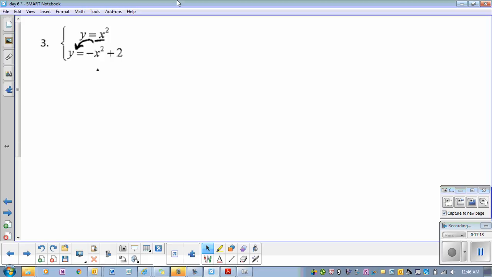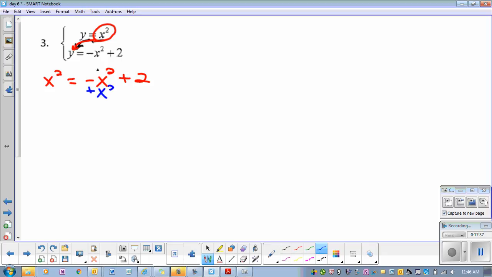Substitution? Okay. So since they're both equal to y, that means they're also equal to each other, right? You can take this x squared and plug it into the other y. So now you have x squared equals negative x squared plus 2. You're trying to solve for x, so add x squared. 2x squared equals 2, right? Divide by 2. A lot of 2's. X squared equals 1. Now what?